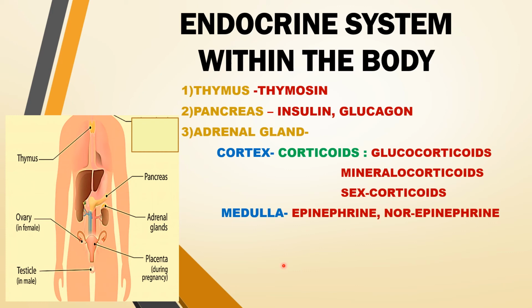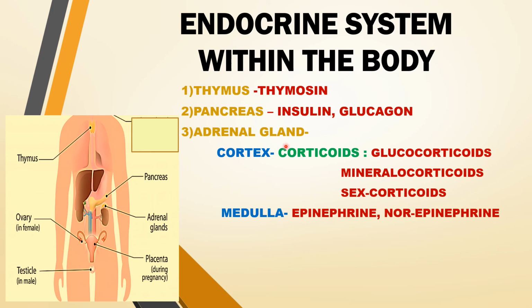Then the adrenal medulla secretes two types of hormones, the adrenaline and noradrenaline, or the epinephrine and norepinephrine. The adrenaline hormone, that is the epinephrine hormone, is called the emergency hormone or the fight and flight hormone. This hormone prepares our body for stress situations by increasing the heart rate, respiration, blood pressure, etc.